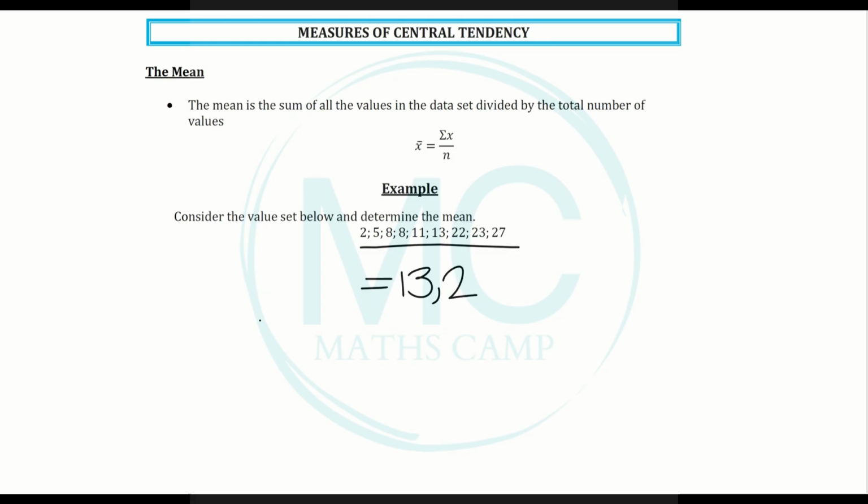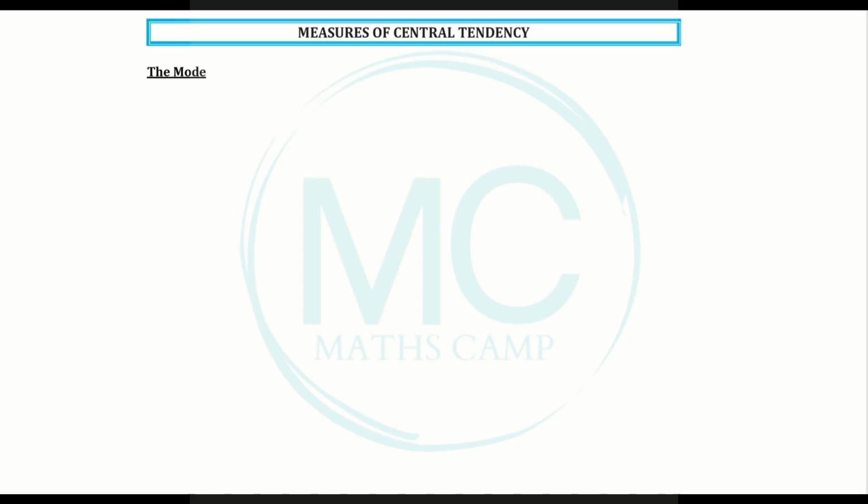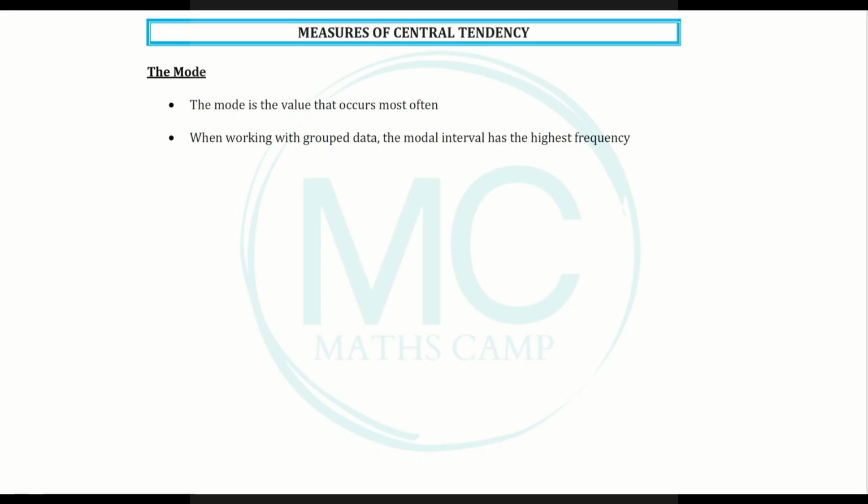Now I'd like to look at the mode. The mode is the value that occurs most often. When working with grouped data, the modal interval has the highest frequency.